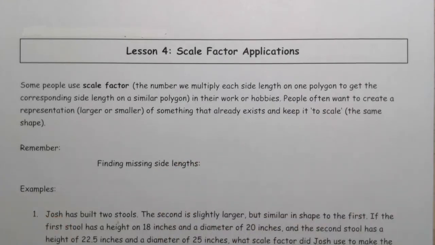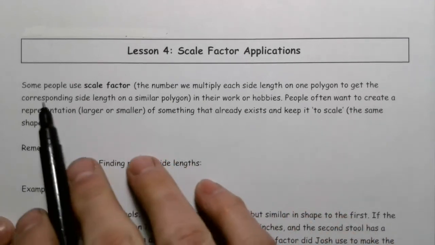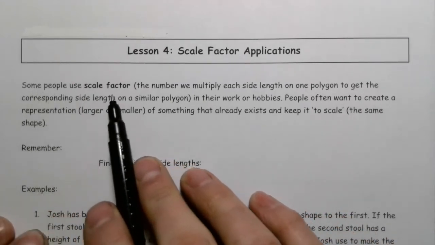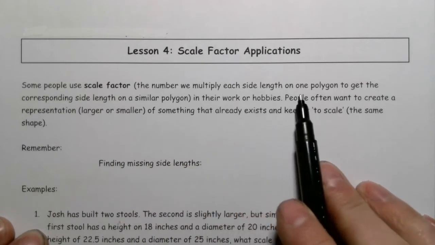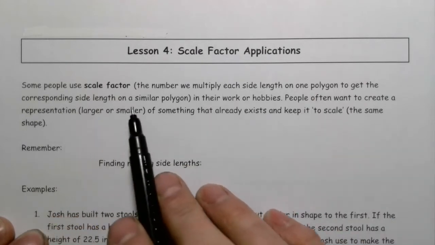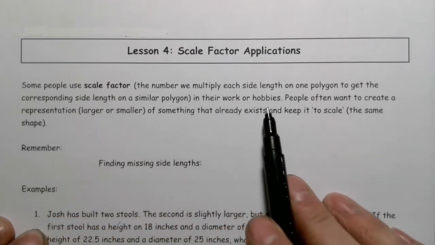So basically, we're going to look at some word problems associated with the work that we've been doing on scale factors, and then reducing something or enlarging something. Okay, so here we go. Just read this out for you here. So people use scale factors, the number we multiply each side length on one polygon to get the corresponding side length on a similar polygon, in their work or hobbies.